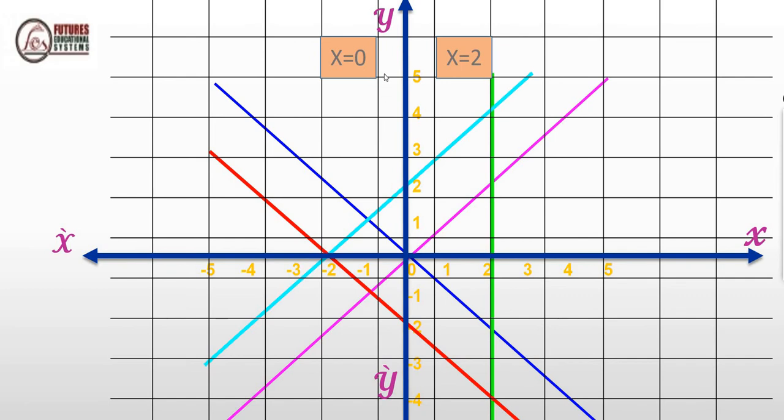We know the equation of the y-axis is x equals 0. The green straight line has the equation x equals 2, because the straight line cuts the x-axis at 2 and is parallel to the y-axis. The purple straight line y equals x passes through the origin, and the slope equals 1. The blue straight line is y equals negative x because the slope equals negative 1.